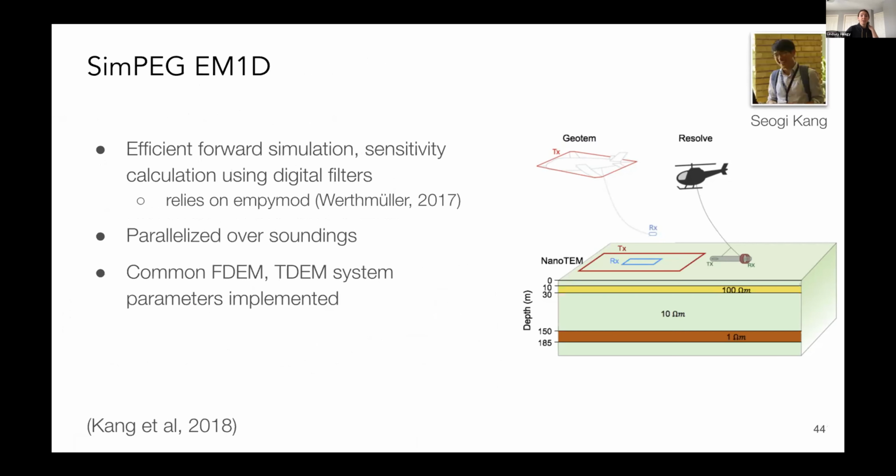What we're going to use for the forward simulation and calculation of the sensitivities is SimPEG EM1D. Earlier I showed you the finite volume discretization, which we can use on cylindrical meshes or any of the 3D meshes that we have in SimPEG. But if you're working with a 1D problem, a very computationally efficient way of doing that is relying on digital filters. And that's what SimPEG EM1D is. It's parallelized over soundings. So if we want to run a large airborne survey, that can all be done in parallel.